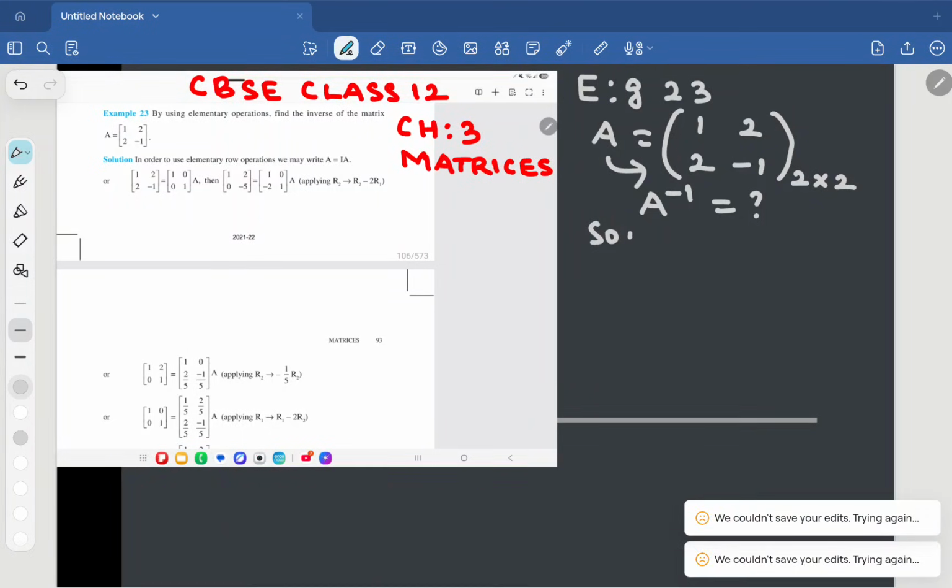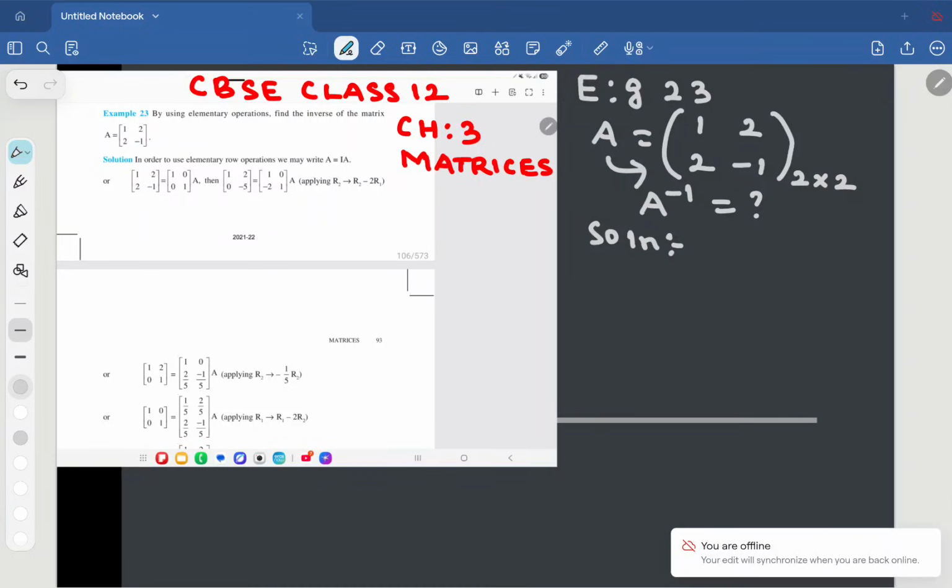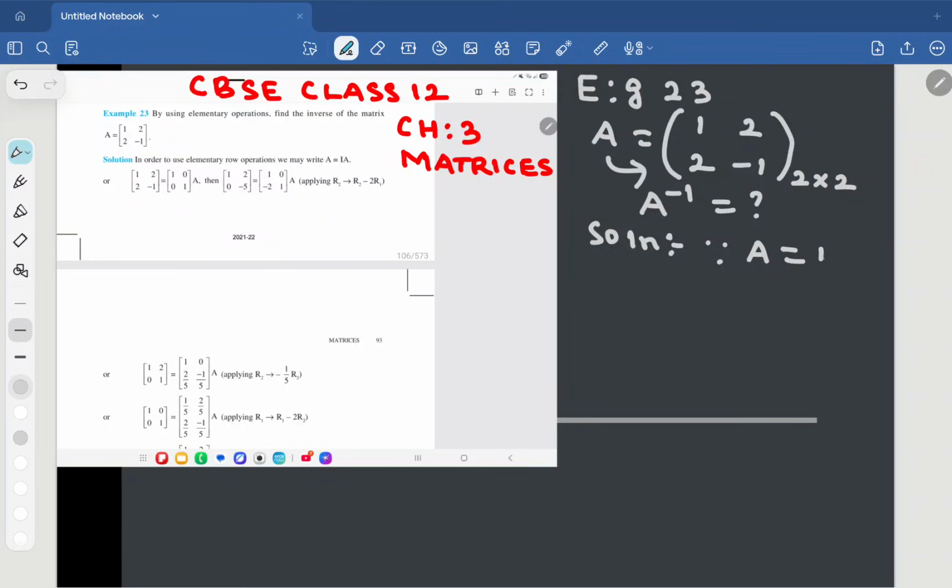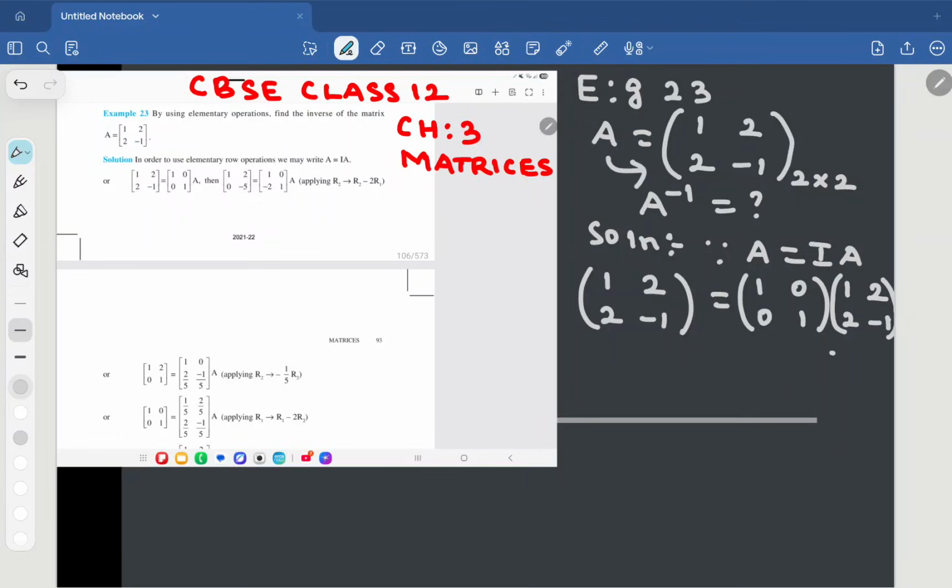Solution. Since A can be written as I into A. What is A here? [1 2; 2 -1]. This is LHS. RHS is I, where I is the identity matrix. Here the order of A is 2 cross 2. Therefore I is [1 0; 0 1] into A. What is A? [1 2; 2 -1]. Equation 1.